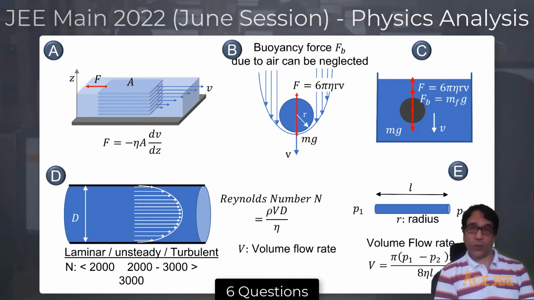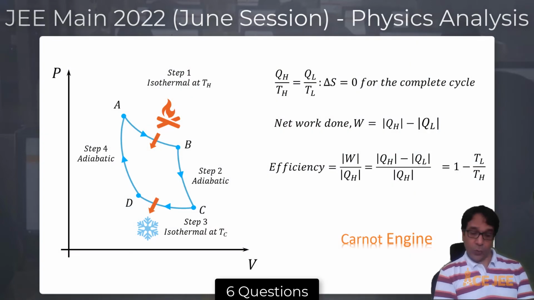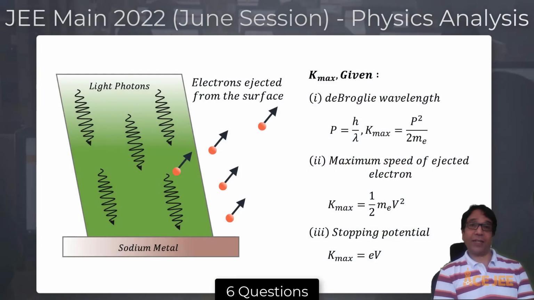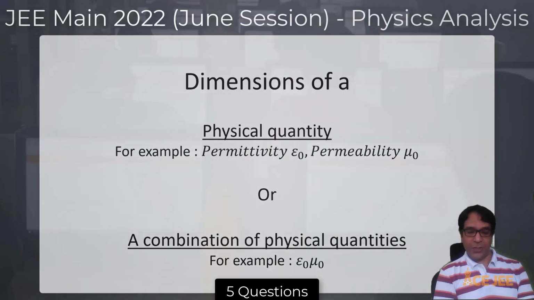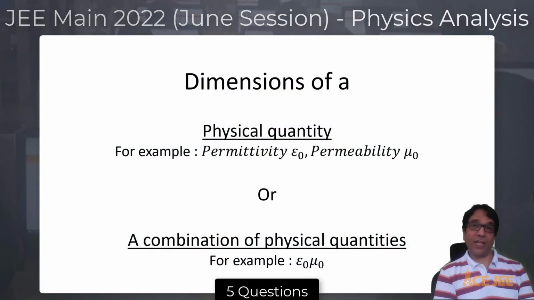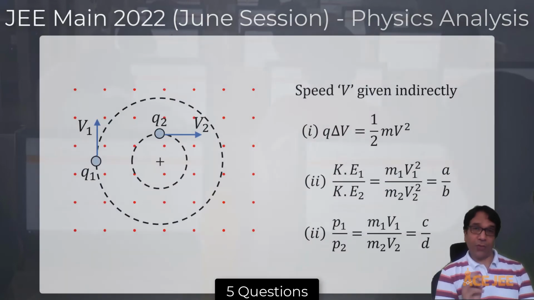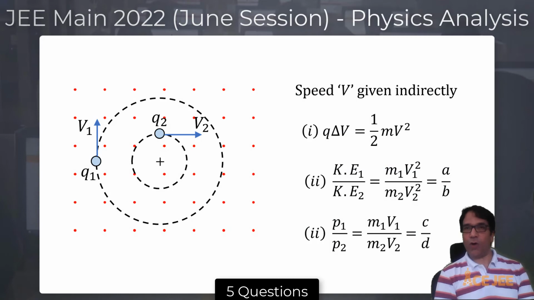Viscosity, there were 6 questions around viscosity. Carnot engine, 6 questions. Photoelectric effect, 6 questions. Dimensions of known physical quantities, 5 questions. Circular motion in uniform magnetic field, and you were asked to find the radius of curvature. There were 5 such questions.